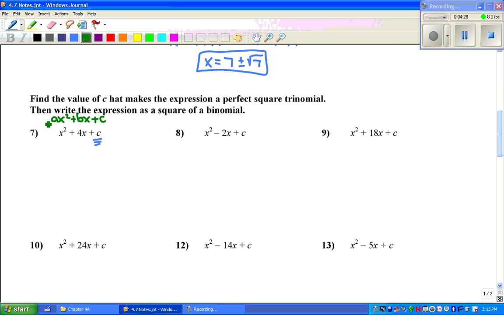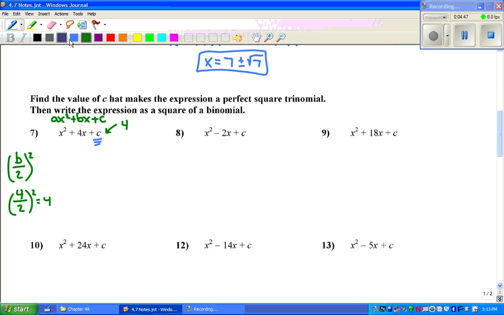To find the c value so that we can make a square of a binomial, you're going to take the b value, divide it by 2, and then square that. For this example, you take the b value, 4, divide it by 2, and square it. So we end up with 4. My c value here is equal to 4.